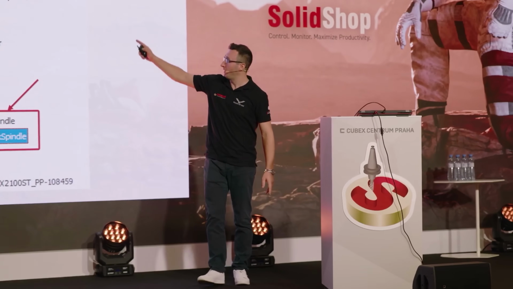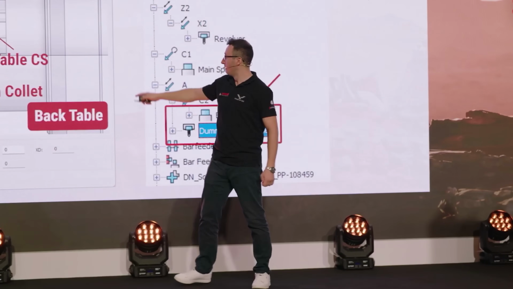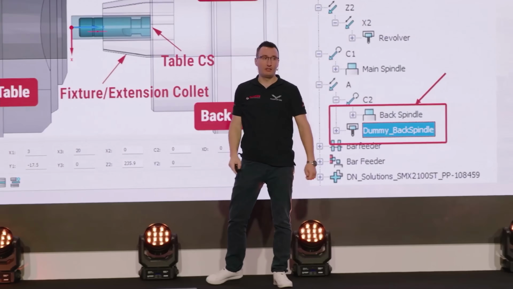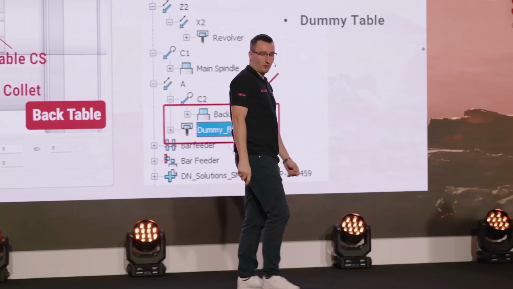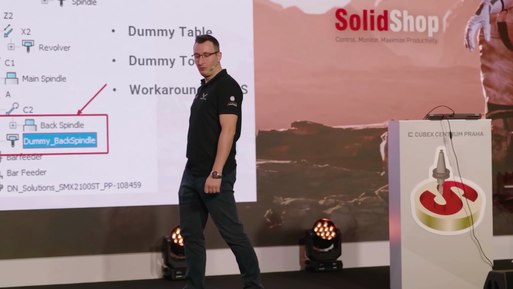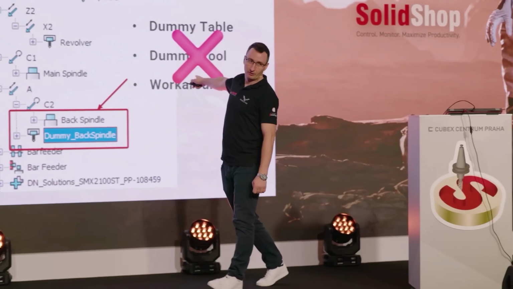So we create table reference coordinate system, and this is the result. What will happen if you go inside the MCO and put 0 on Z2? It will align the subspindle with the part over here, and this is not what I want. We had to create a dummy table, dummy tool, and workarounds in machine simulation, and this is not what I want.